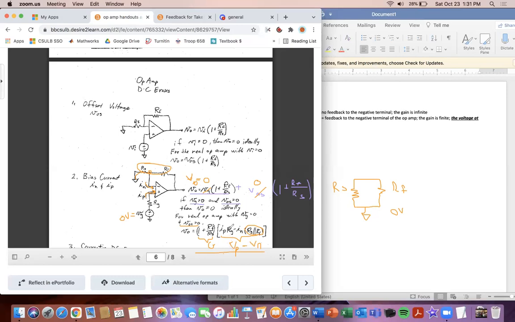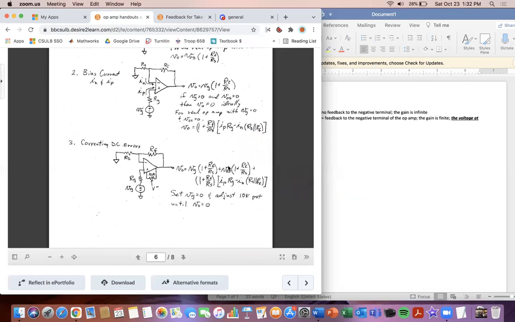And so we just substitute in for VP. We know the current coming through for the input bias current to the positive terminal times the source resistor. And then the other one is the input coming into the negative terminal times the parallel combination of RS and RF. Okay, now that we talked about that, correcting DC errors takes all of these into account.